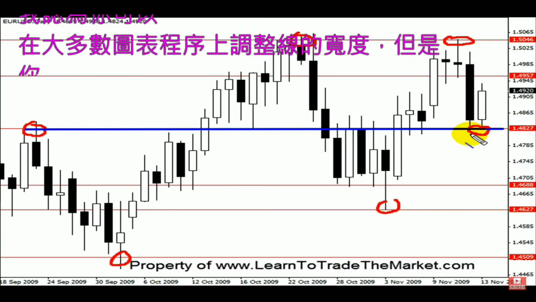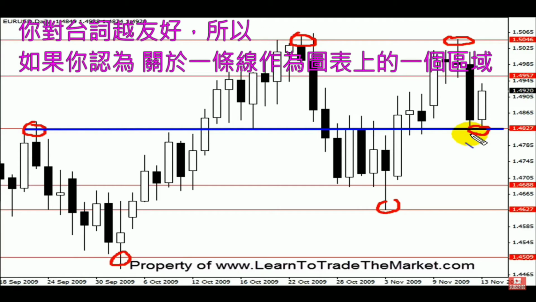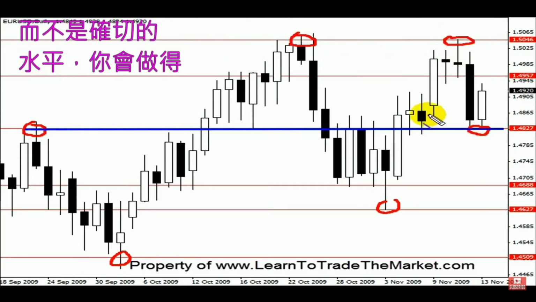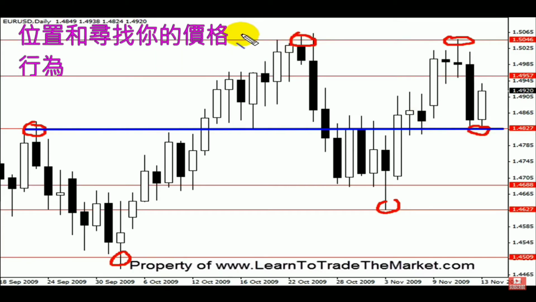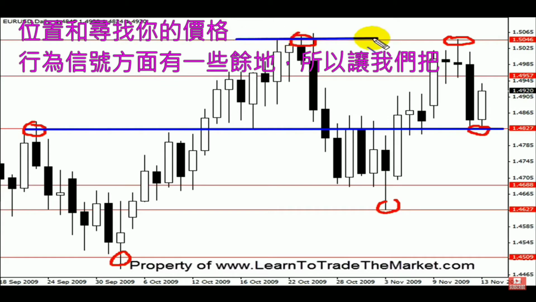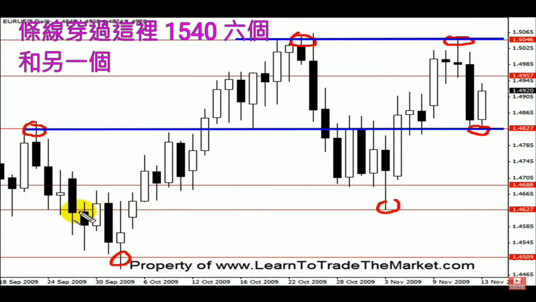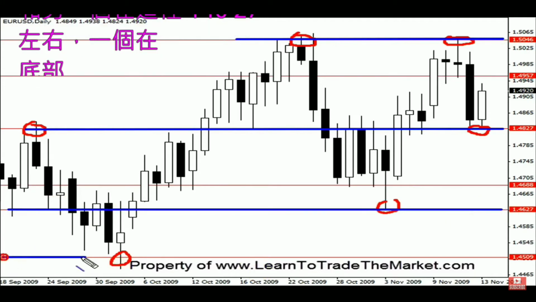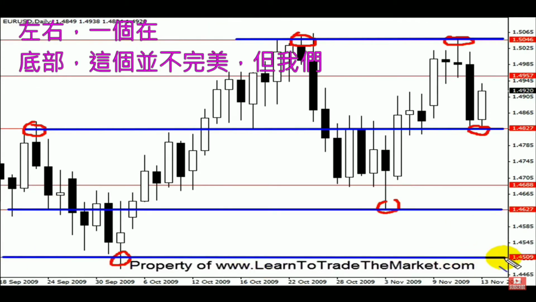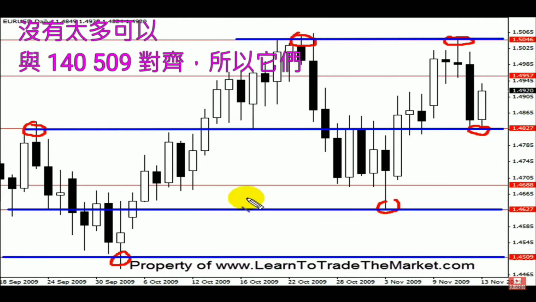But the more friendly you are with the lines, so if you think about a line as an area on the chart rather than the exact level, the better you're going to do, because you can have some leeway with stop placement and looking for your price action signals as well. So let's put the line through here at 150.46 and another one down here at 146.27 or thereabouts, and the one right down the bottom. This one's not perfect, but we don't have much to line it up with there at 145.09. So they're the main levels.